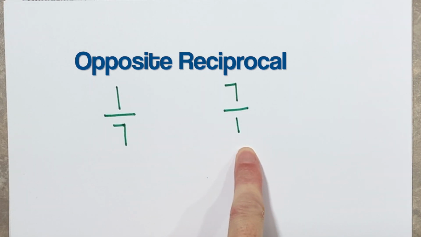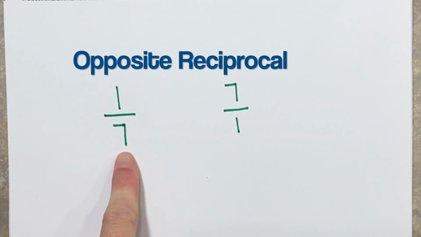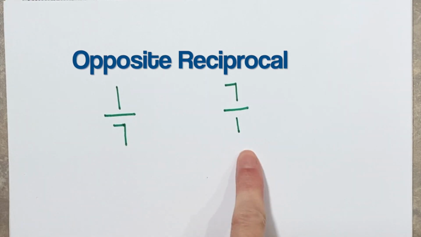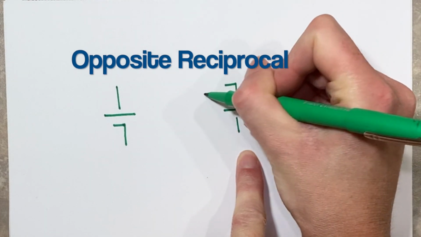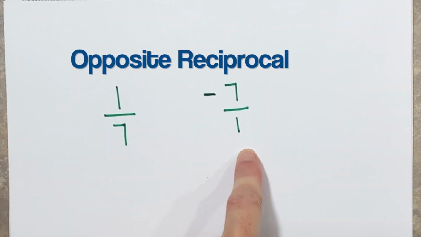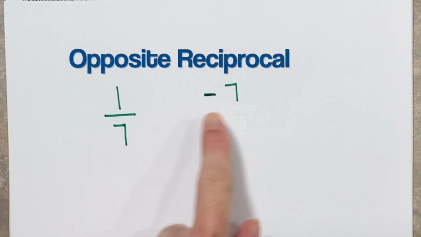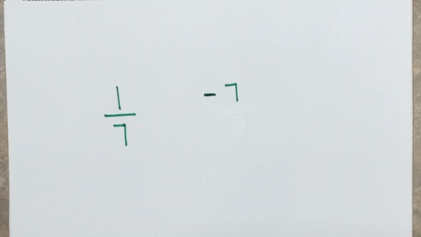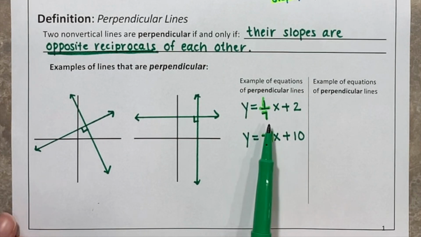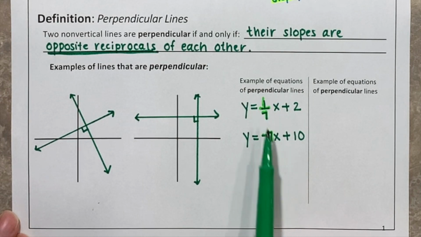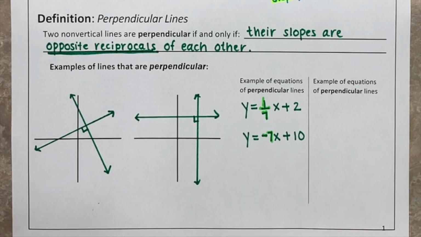But if we want the opposite reciprocal, we also need to change the sign. So since this was positive, the opposite reciprocal would be negative. And we could simplify this by writing it as just -7. So we see that 1/7 and -7 are opposite reciprocals. So since these equations have slopes that are opposite reciprocals, these are examples of perpendicular lines.